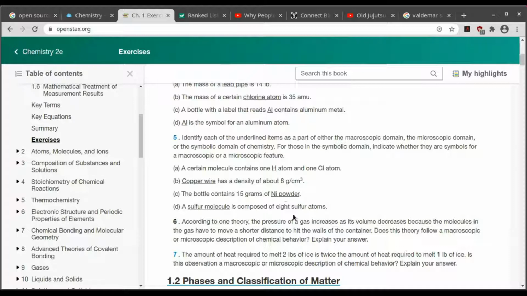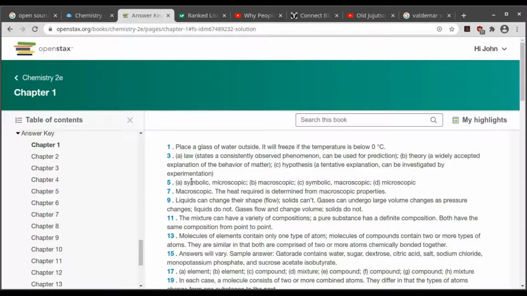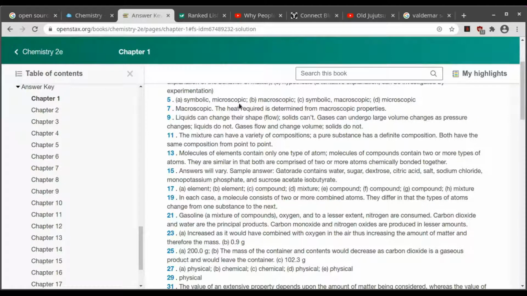Let's see. Symbolic. They said symbolic, comma, microscopic. Okay. B, macroscopic. C, symbolic, macroscopic. D, microscopic. Okay, so let's go back. I didn't realize that the way they did this, you could have two answers to the same thing.